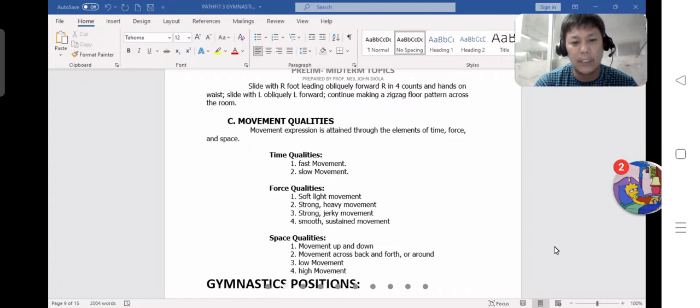When we talk about the space quality, okay, for the space quality movements up and down, we have across, back and forth, we have the low movement and the high movement. So I think you know already the space. When we talk about the space, it is the area within which you will be performing. For example, ato ta mag-perform sa atong final sa tennis court, half court sa tennis court. So you will see that area, so maka benchmark na din mo, you will have to reface your choreography, your design, for your performances.